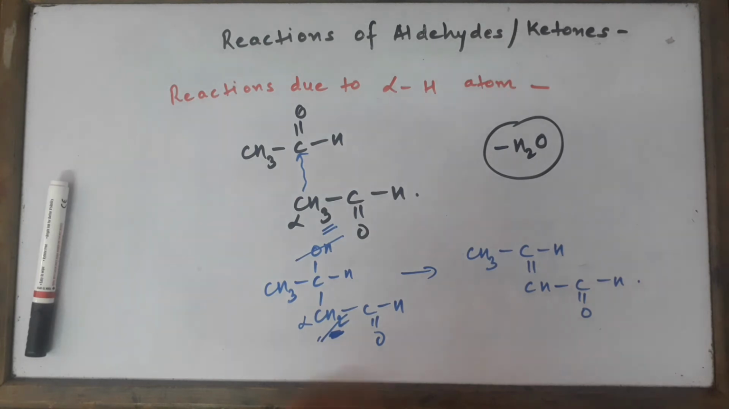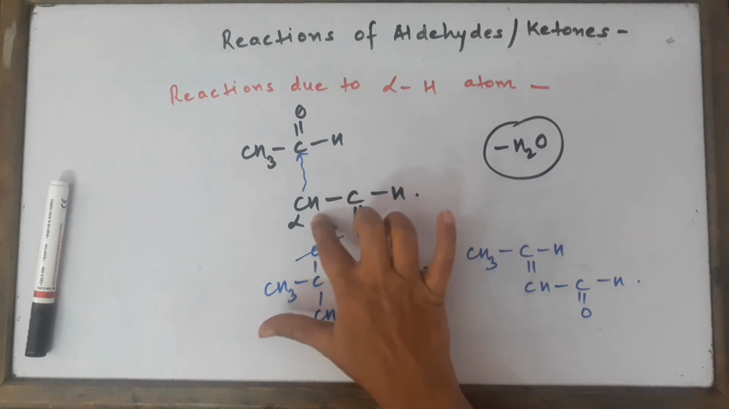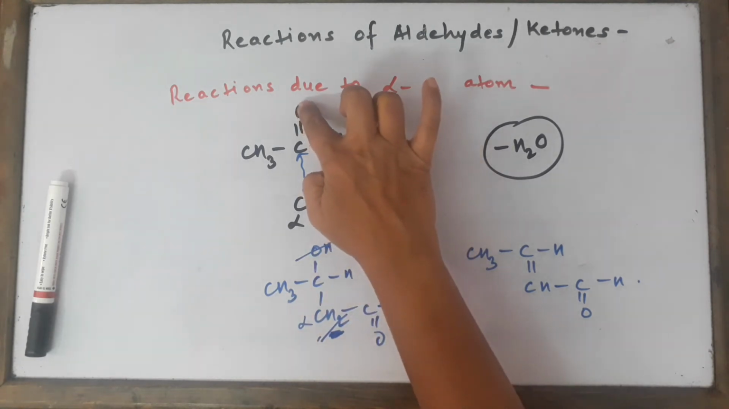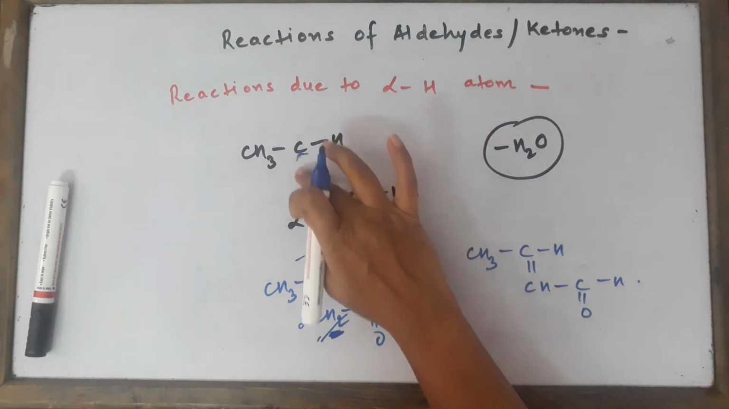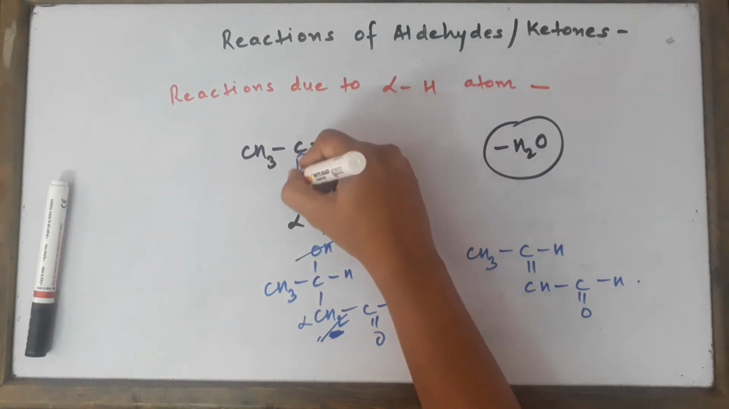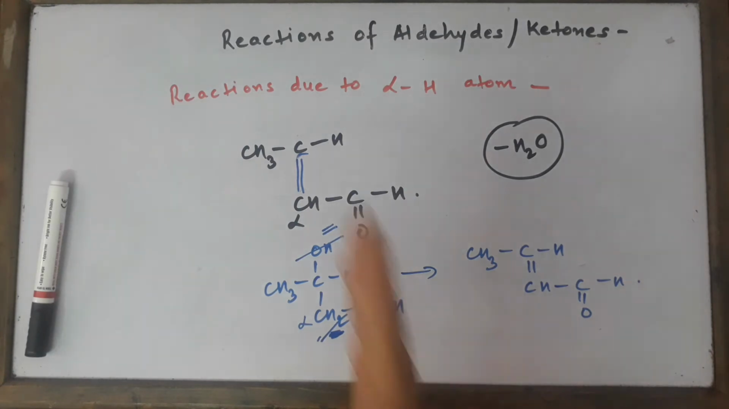And how to write it directly? It's like this. You just have to remove the two hydrogens from here, and you have to remove the oxygens from here, of course. So we've removed the hydrogens and the oxygen, and we just connect the two carbon atoms via a double bond. So this is how we can predict the products directly in the exam.